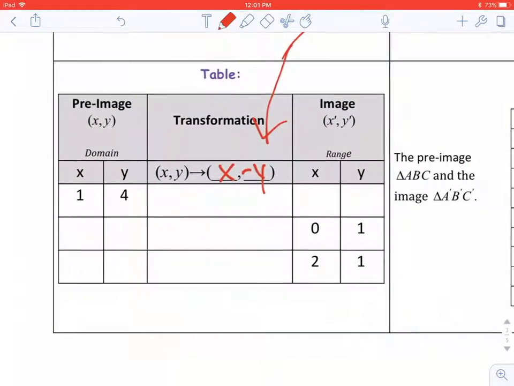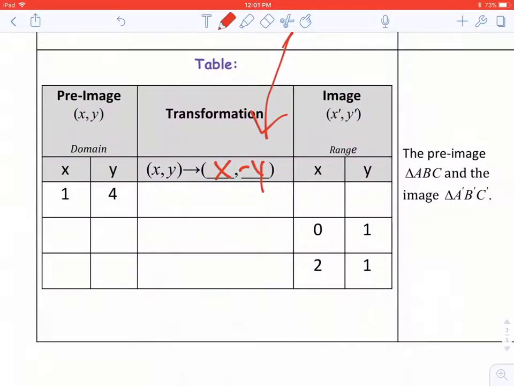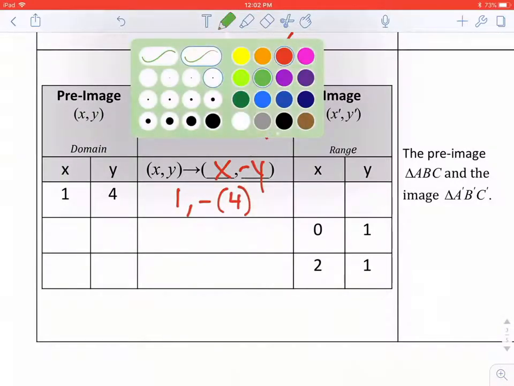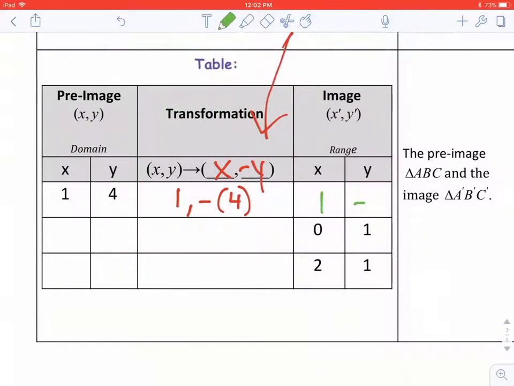So let's focus on the table for a minute. We're going to keep x the same, and then the y value, we're going to change the sign. So for this point, we get 1, -4 is going to be our image point for A prime.